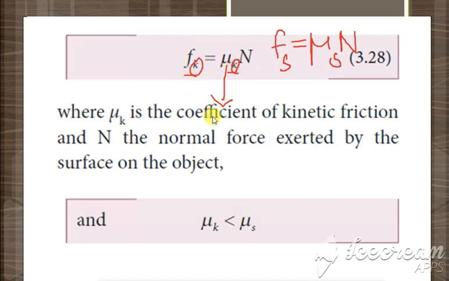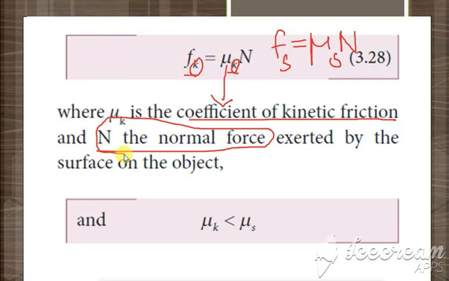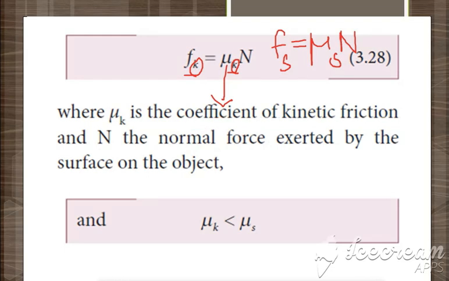K stands for the coefficient of kinetic friction, while s is the coefficient of static friction. n is always the normal force. Okay, and always this mu of k is less than mu of s, so the coefficient of kinetic friction is always less than the coefficient of static friction. Okay, so this is the condition of static friction. Yes, clear?